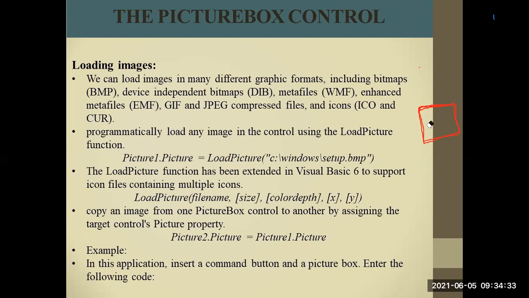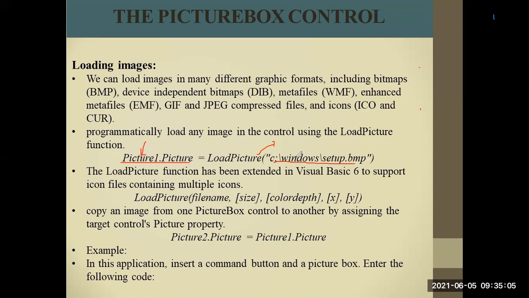First of all, if you want to load an image in a picture box, this is the command we will be using: Picture1.Picture. This is a member function we are using. Picture1 is the picture name, and Picture is the function. The LoadPicture function is used to load this particular image. So whenever you give this command in your picture box or picture form, this picture will be loaded.